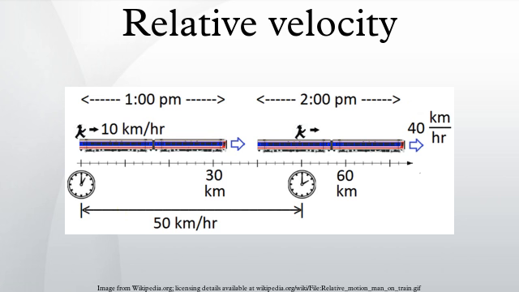General case. The general formula for the relative velocity of an object or observer B in the rest frame of another object or observer A is given by the formula, where the relative speed is given by the formula.